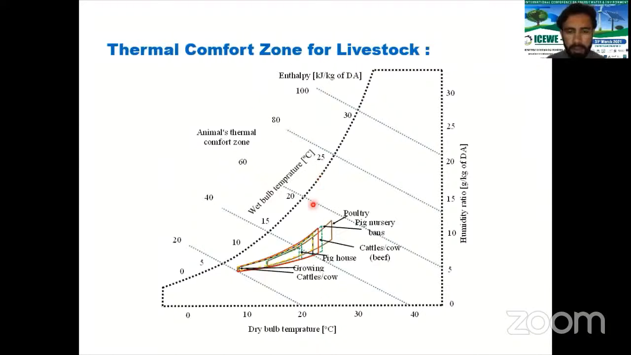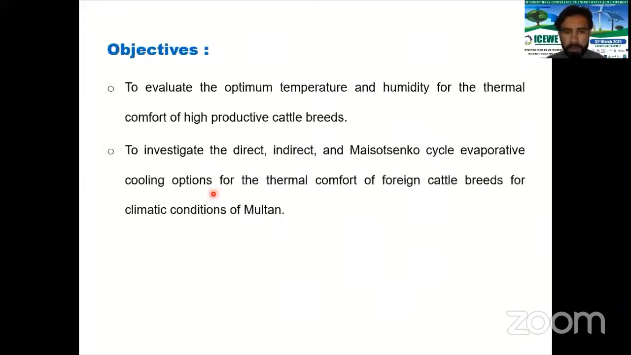This is the psychrometric representation of the thermal comfort zone of livestock. The thermal comfort zone of livestock ranges from 5 to 25 degrees centigrade. If the temperature increases or decreases beyond the thermal comfort zone, it results in heat stress conditions. Heat stress results in a decline in milk production and meat production.